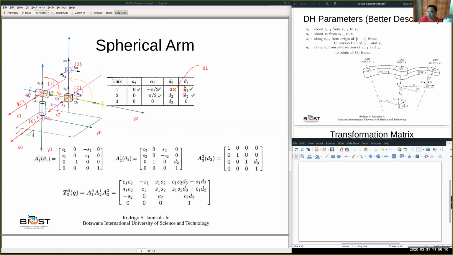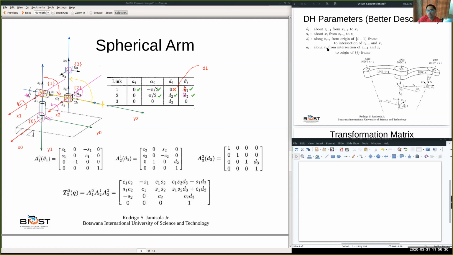That's the intersection along the Z1 axis. Z1 is in that direction, so this is a positive direction. From here to there, that's D2 and it's positive. So there we have D2. D2 is done. Okay, what about A2?